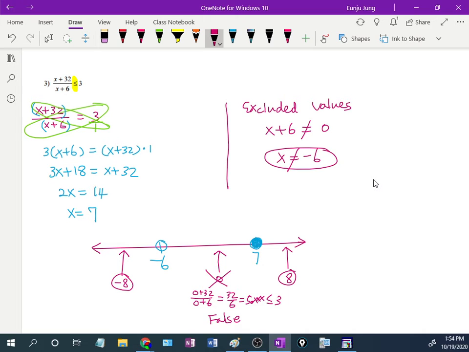-8. So 32 minus 8, 24 divided by -8, plug in the given inequality. That's -3, which is less than 3. Is that less than or equal to 3? Yes, that's true. So I need to shade that region, okay? So I need to shade this region.